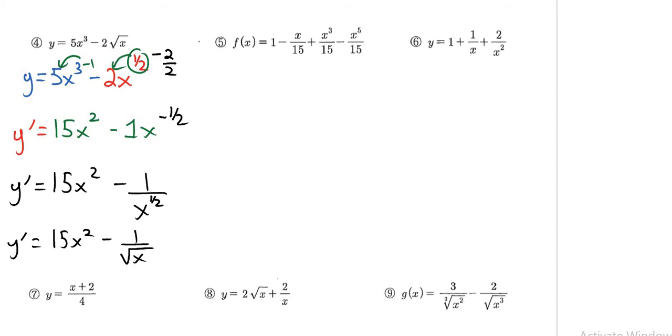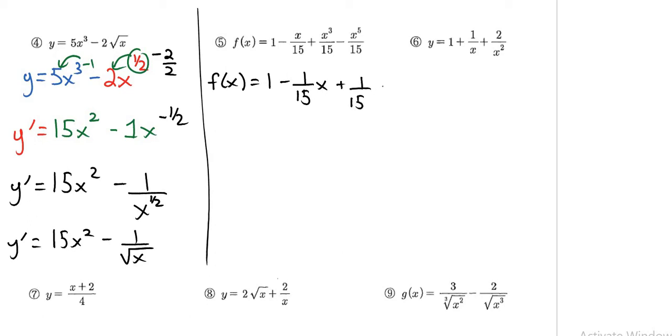Okay, let's move on to question number 5 now. Question number 5, I'm just going to rewrite this before I take its derivative. I'm just going to put the 15 in front as a coefficient. It might be a little bit easier to take the derivative. All right, so now we can take the derivative. So now we have f prime of x.